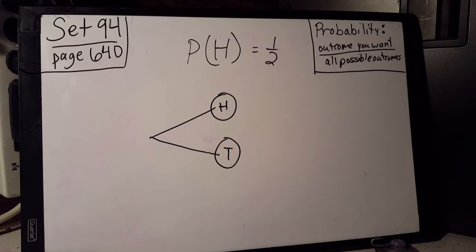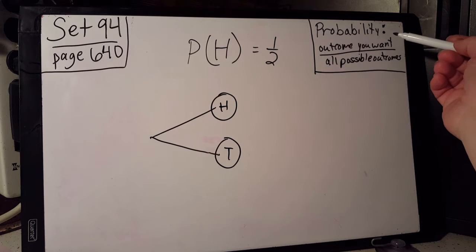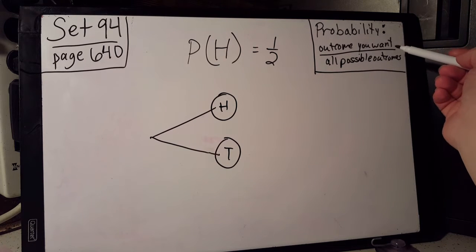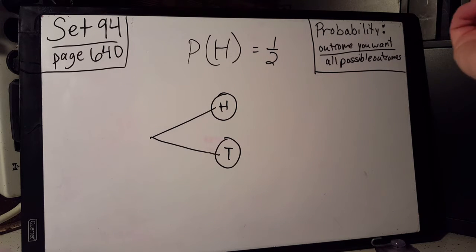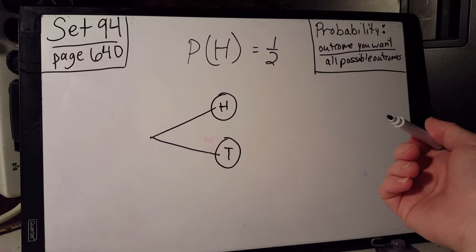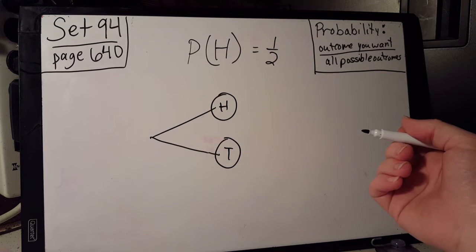Hi everybody, this is lesson 94 on page 640. This lesson is about compound probability. If you recall, when we talk about probability, we are talking about the outcome that you want to get over all possible outcomes. And in the first part of the lesson, it uses an example of a coin to make this point.